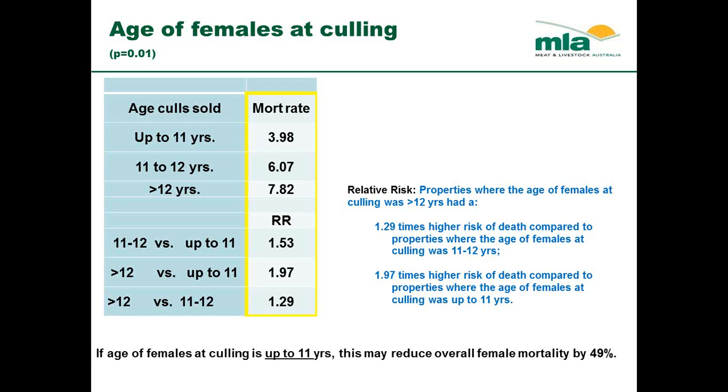The other related issue is age of females at culling. Again, a similar story. Mortality rate where the culls were sold up to 11 years of age was 3.98%. Between 11 and 12 years selling, 6.07% mortality rate. And when the age was over 12 years at selling those culls, it increased to 7.82%. The relative risk you can see on the right-hand side, depending on which age groups you're comparing, ranges from 1.29 to 1.97. Another way of looking at the same result is that if age of females at culling is up to 11 years, this may reduce the overall mortality rate by 49%.